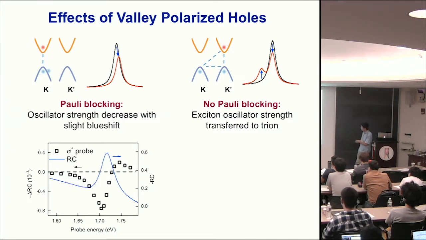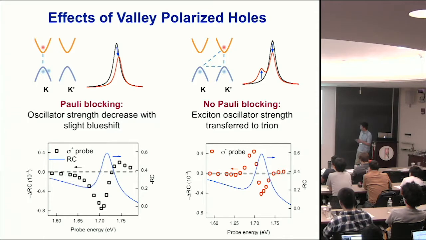So what you can see is there's a reduction of absorption, that comes from the Pauli blocking effect. And then there is also a small tail due to a very slight blue shift. And the behavior is completely different when you have a right-hand circular polarized probe.